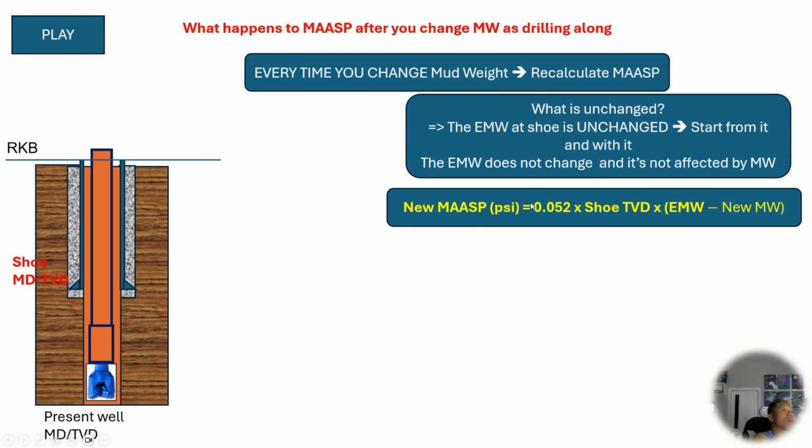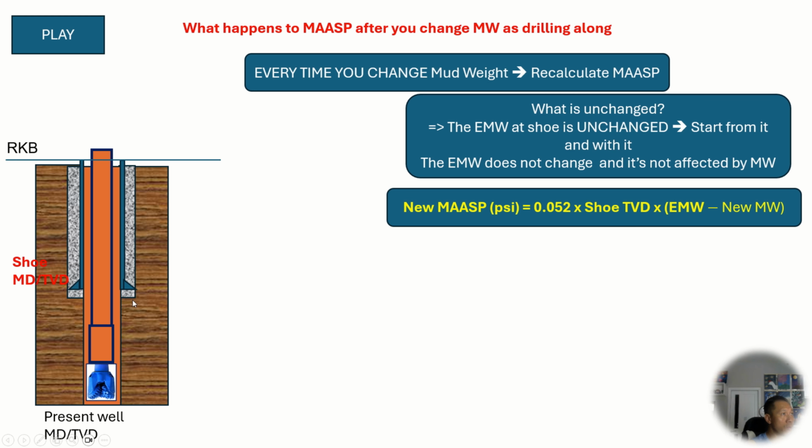All right, and how to calculate the new MAASP? What is unchanged? The unchanged is the EMW of the shoe. So we start with it. Your new MAASP will be reduced if you increase the mud weight, because EMW is unchanged and it accounts for the total hydrostatic pressure of the mud column above shoe.